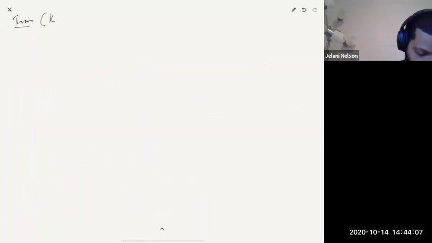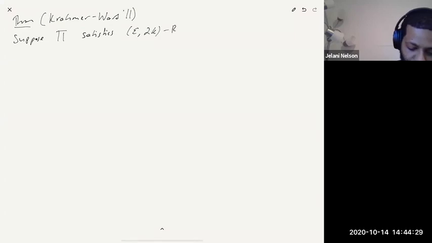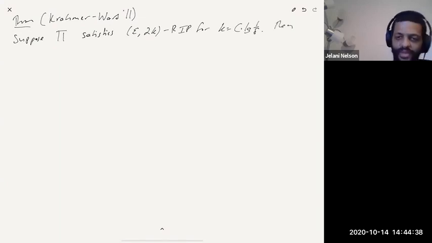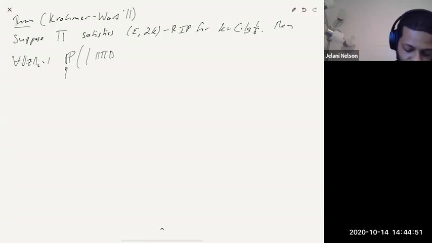So now let me state the Krahmer-Ward theorem. Suppose that pi satisfies epsilon, 2k RIP for k being some constant times log 1 over delta. Then we get DJL. Then for all z of unit norm, the probability over sigma, where sigma is a random sign vector, that the squared L2 norm of pi D sigma applied to z, minus 1, is bigger than epsilon is at most delta.